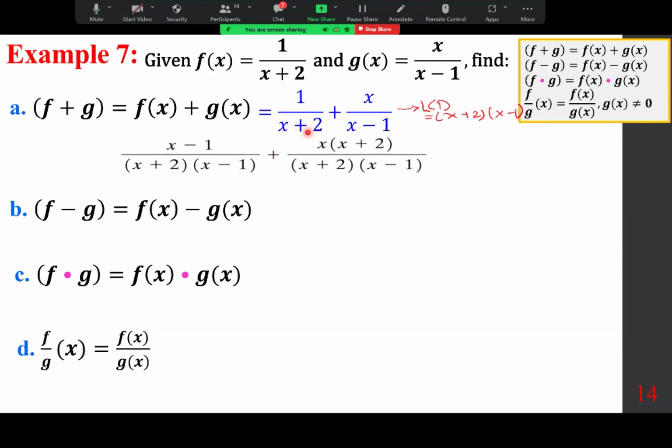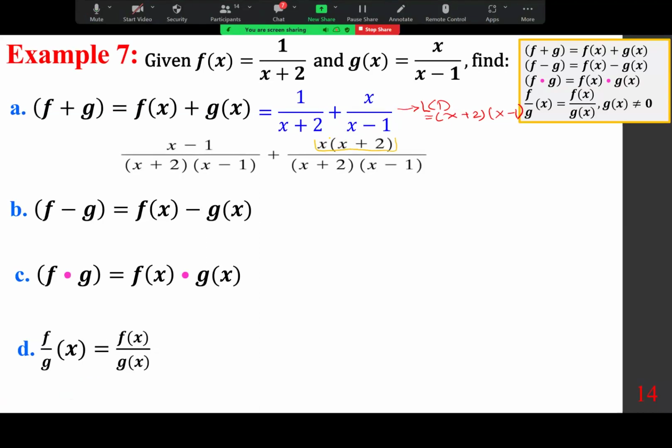One more time. This one, I'm multiplying by x minus 1. So I'm going to multiply 1 by x minus 1. This one, the denominator, I'm multiplying by x plus 2. So I'm going to multiply x by x plus 2. So since there is a sum, all I have to do is find out what this product is and put them together. So let's do that.